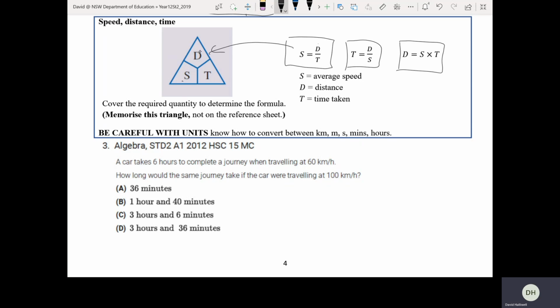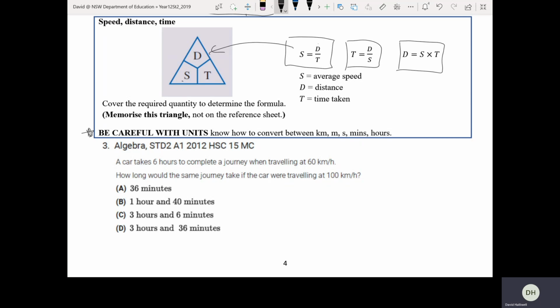And then using the triangle, you just cover what you want to find. So if you want to find distance, cover distance: it's speed times time. If you want to find time, cover time: it'll be distance over speed. All right. So these three formulae are not on the reference sheet, but you're expected to memorize them.